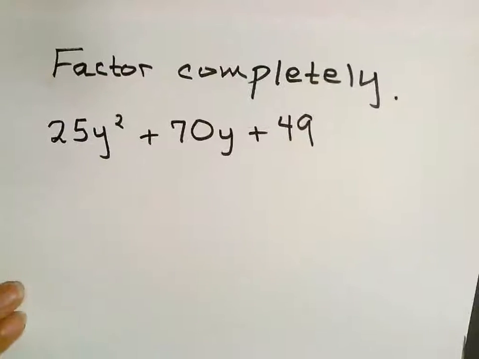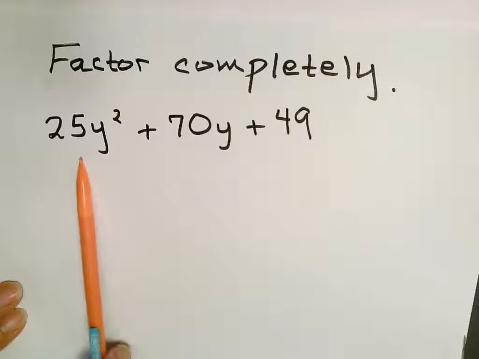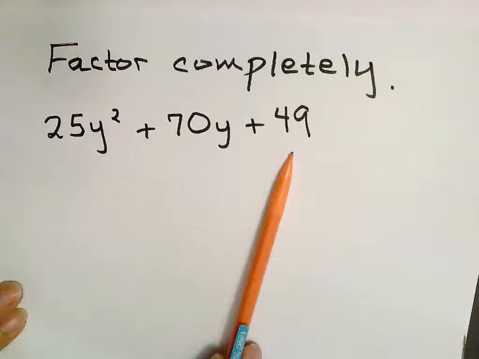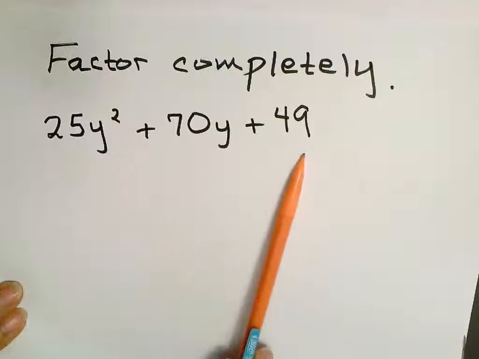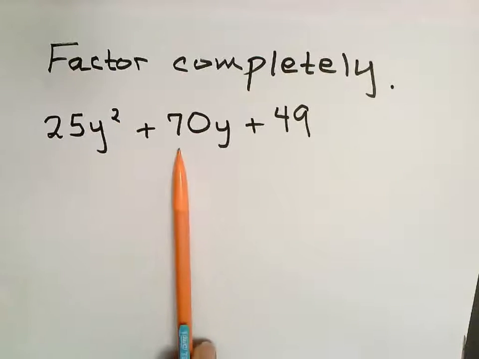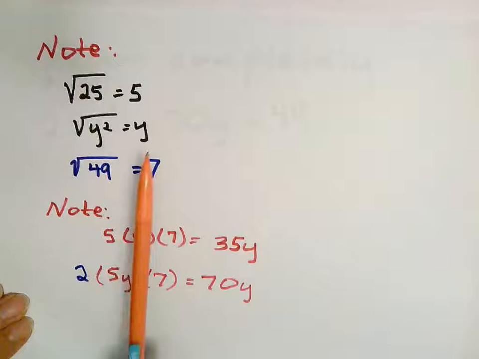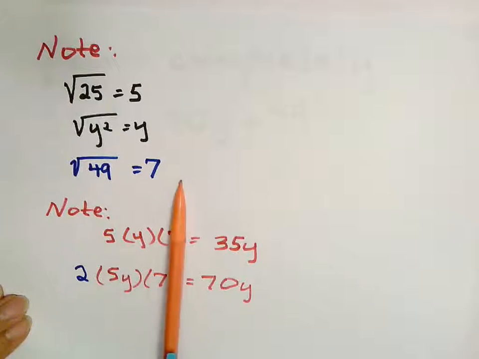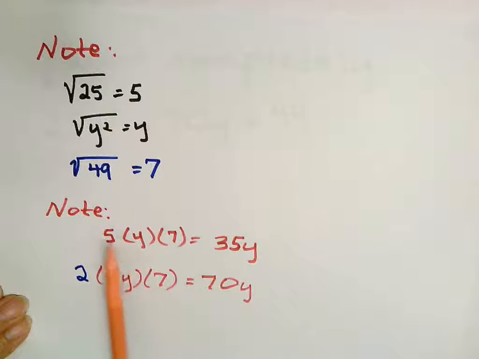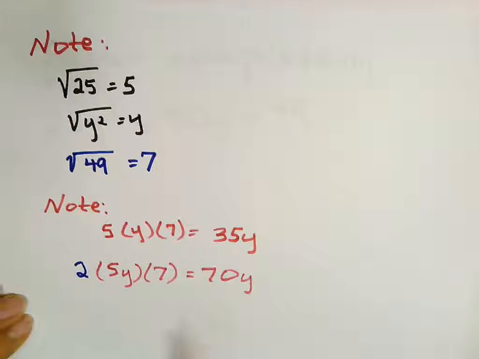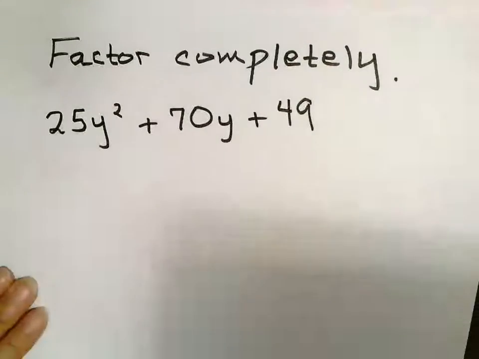Let's look at another factor completely. Again, we have to figure out if the first term and the third term are perfect squares, and when we take the square root of each of these terms, multiply by 2 to see if we get this middle term. So again, we take the square root of 25, which is 5, the square root of y squared, which is y, the square root of 49, which is 7, and we note that 5 times y times 7 is 35y. But if we say twice that, we get 70y, which is this middle term.